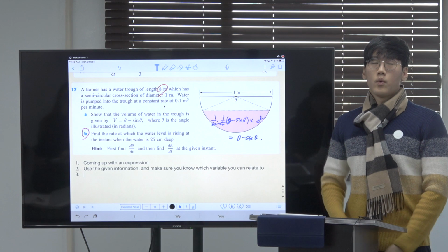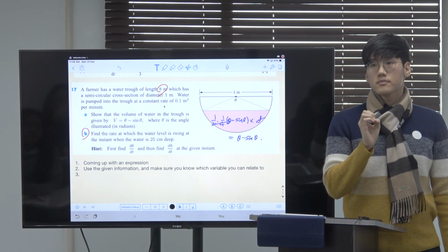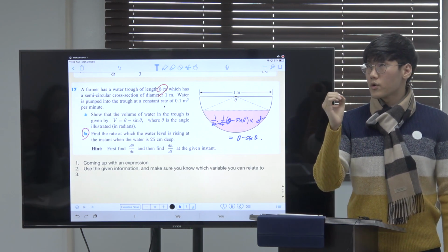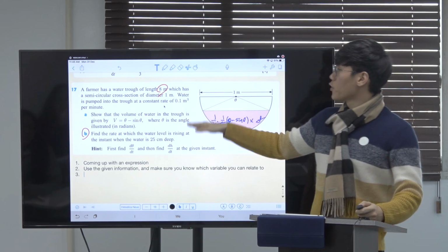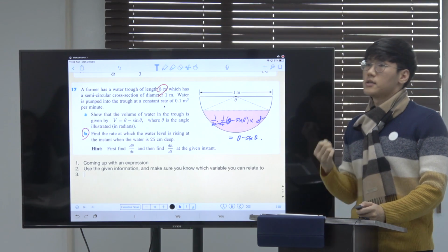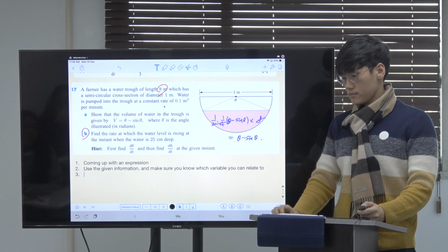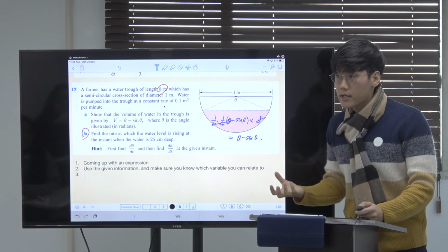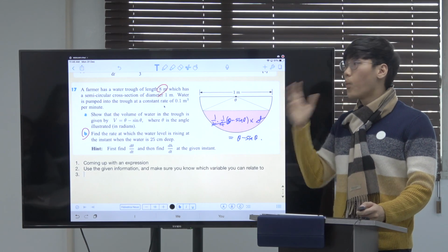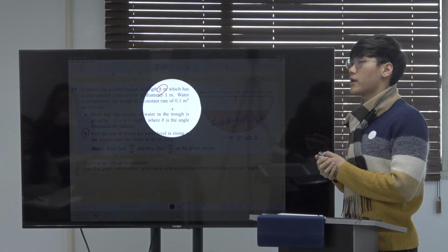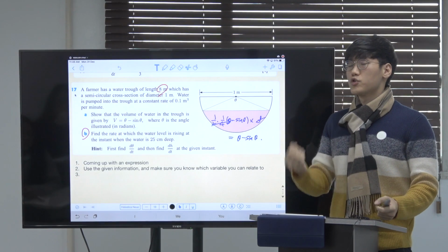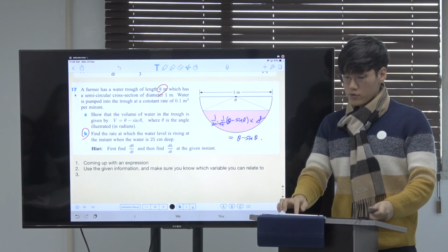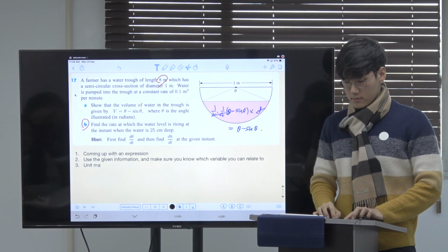Volume. Well, it's not exactly the volume. Water level. Come again? Water level. Water level is something that I'm looking for, but constant rate is what, Inyoung? It's dV over dt. It's a rate, and the rate is given as constant. But what is also very important? The unit, my friend. The unit says meter cube per minute. Bear that in mind. Unit matters a lot.